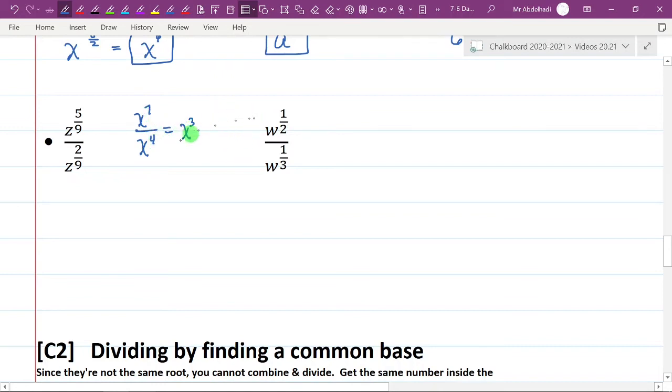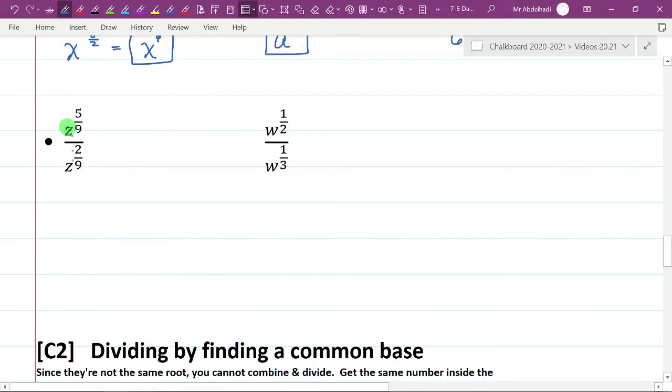And you also could have the opposite. You could have x to the 4th divided by x to the 7th, and you get x to the 4 minus 7, which is negative 3, right? And of course you can't leave it as a negative, so you flip it and you get 1 over x to the 3rd. So a quick review of properties of powers from earlier in the year.